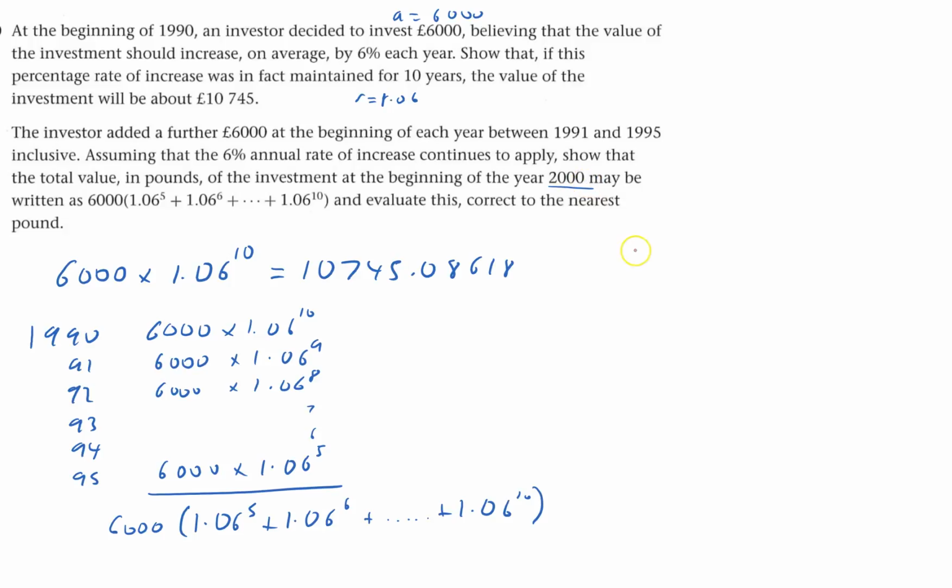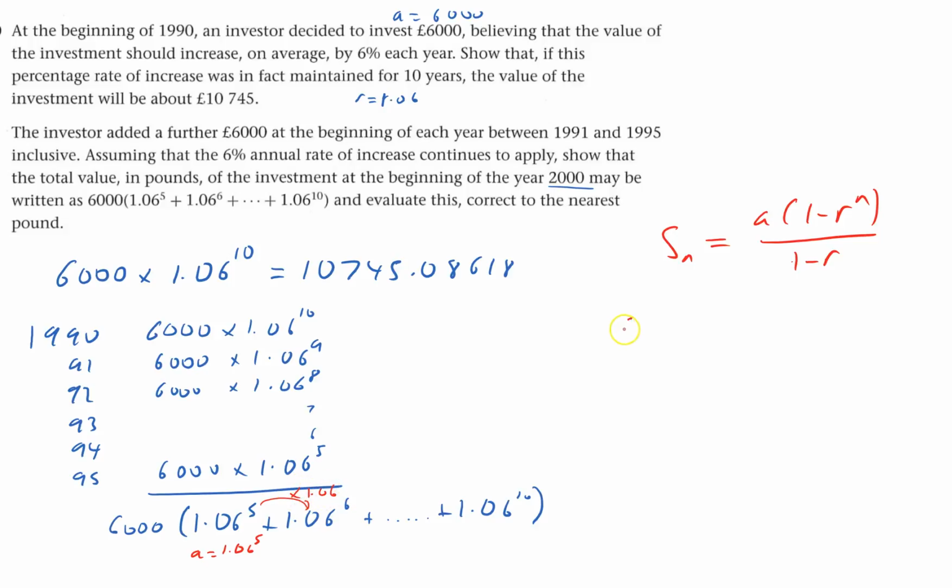So what we need to know is Sn, the sum of the first n terms, equals A times 1 minus r to the n all over 1 minus r. So we've got 6,000, and then this series here, and the first term is pretty obviously A equals 1.06 to the power of 5, and each time it goes through, we times by 1.06.